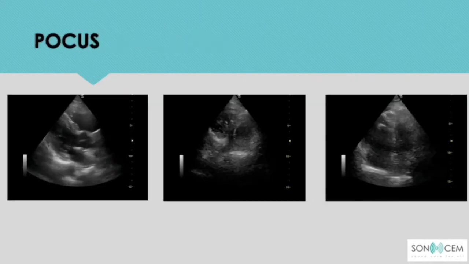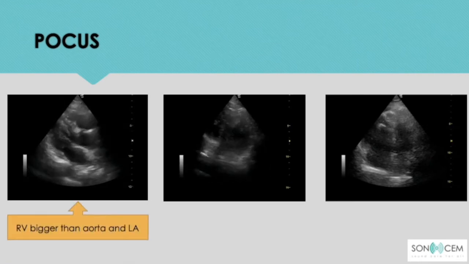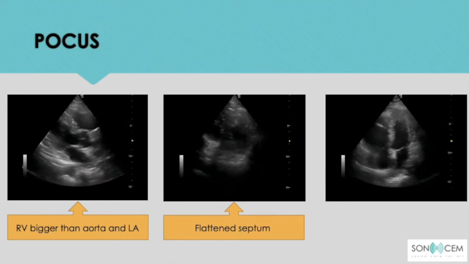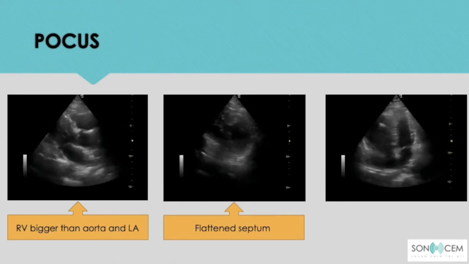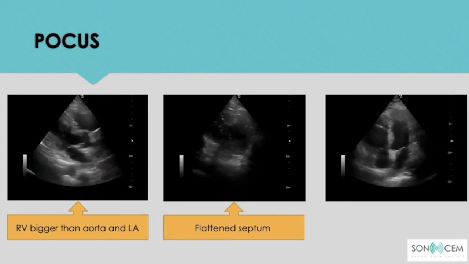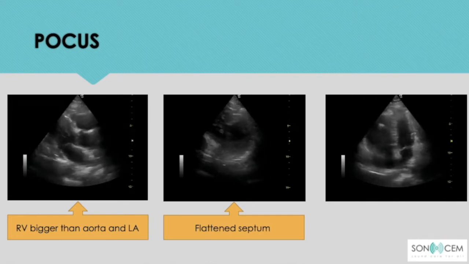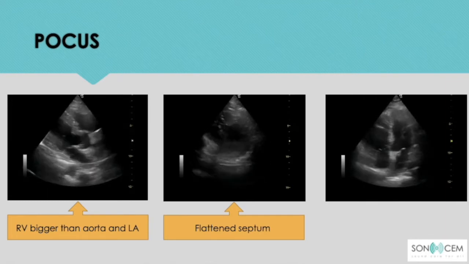Okay, this is the PoCUS. Okay, what you can see here. Like I mentioned before, we have to assess the view by systematic approach so that we don't miss anything. Okay? So, look at the RV. RV bigger than LV and LA. Okay, if you look carefully, the septal wall is flattened compared to the lateral wall there.